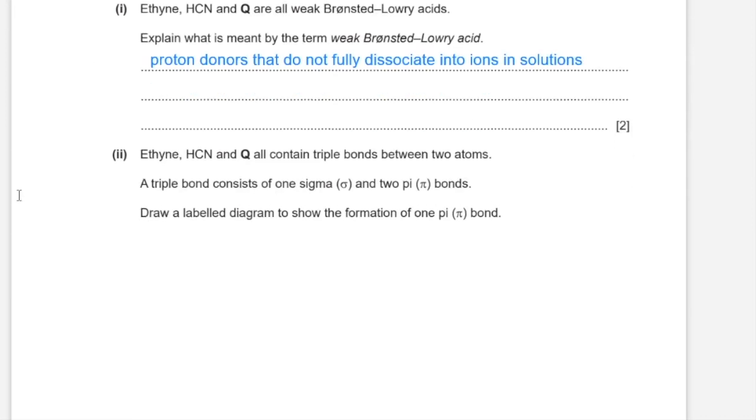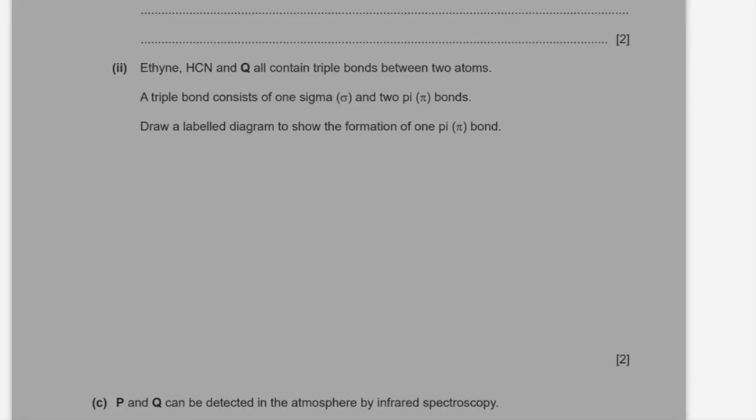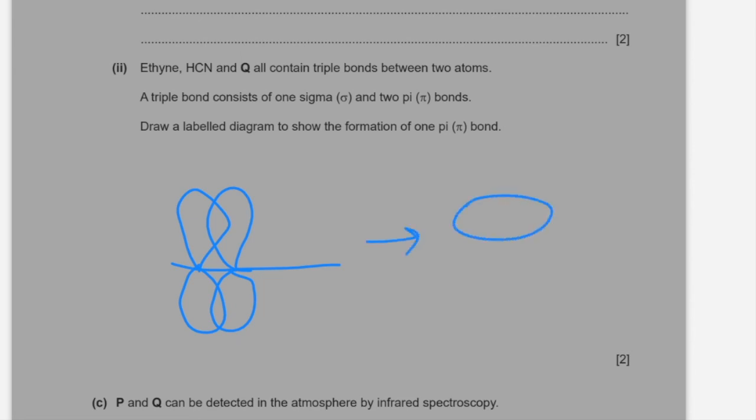2. Ethine, hydrogen cyanide, and Q all contain triple bonds between two atoms. A triple bond consists of 1 sigma and 2 pi bonds. Draw a labelled diagram to show the formation of a pi bond. A pi bond forms between two p orbitals that overlap sideways. So this is the first p orbital, and this is the second p orbital with a plane, and this forms the pi orbital as the product.